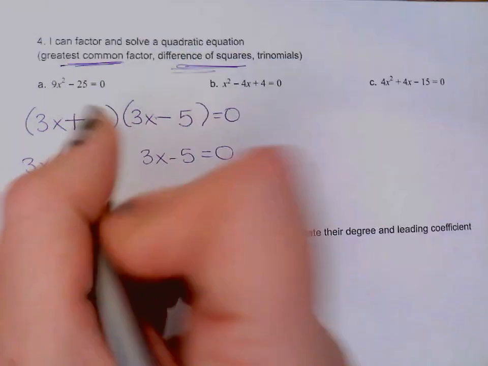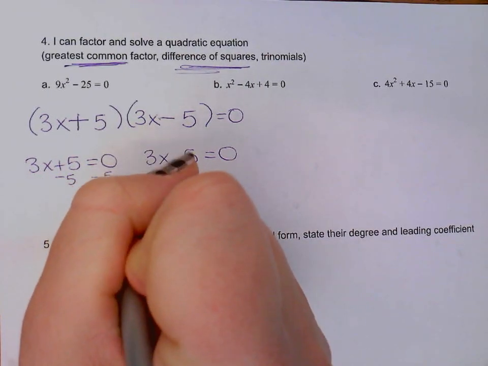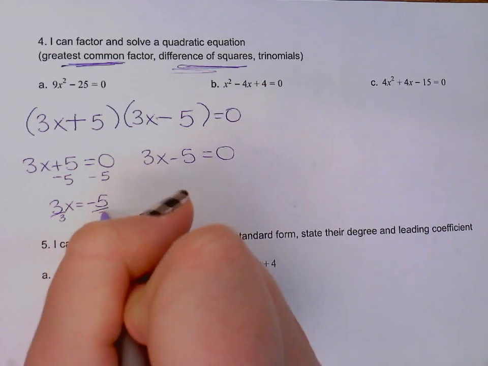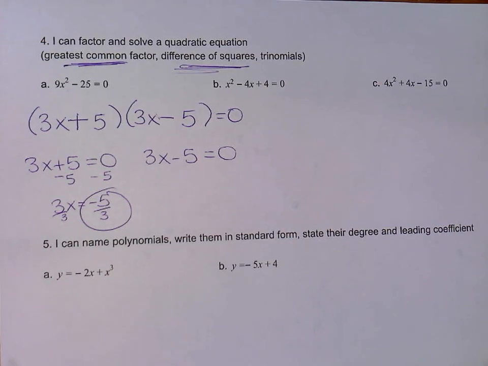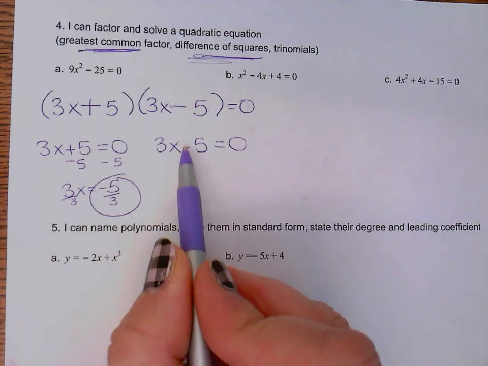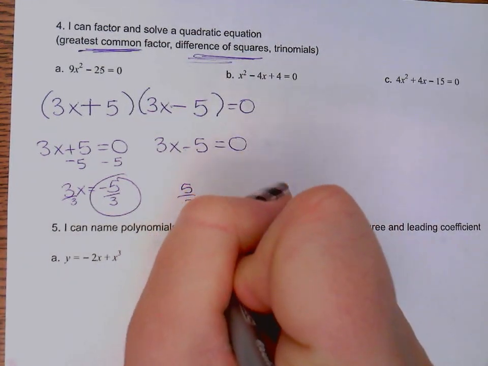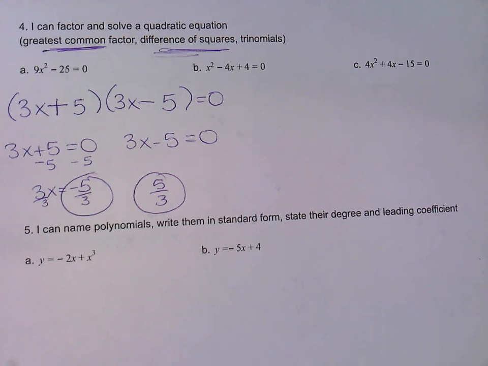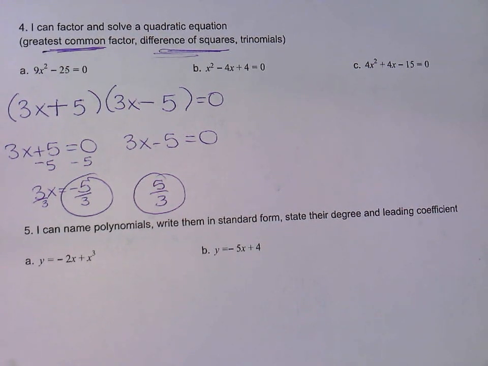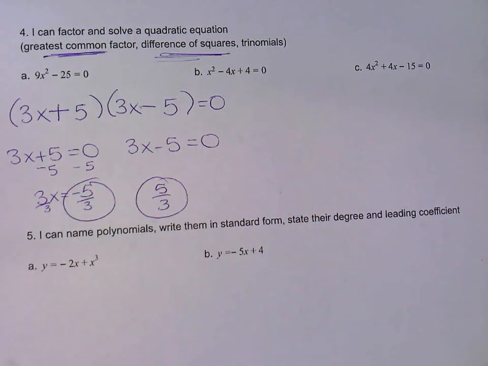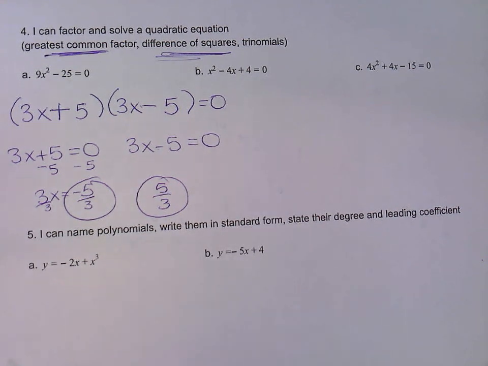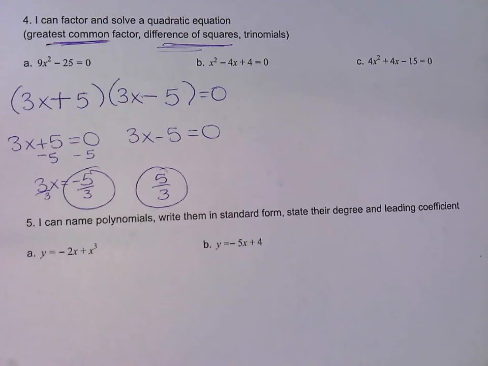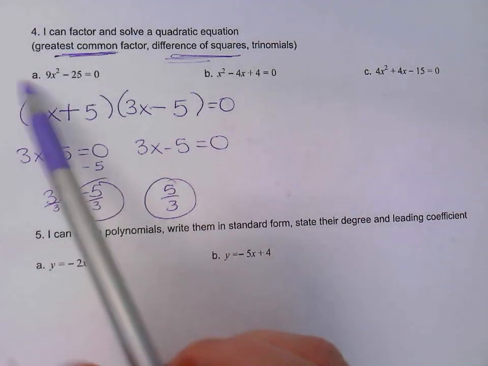I'd have to subtract 5 to the other side, right? And then divide by 3. So one of my solutions is negative 5/3. This one I'd add 5 and divide by 3, so it's positive 5/3. Those are your x-intercepts. It's okay to not be an integer. We're going to get integers on this one, but so the zero product property: set them each equal to 0, solve for x. In B, I look for greatest common factor.